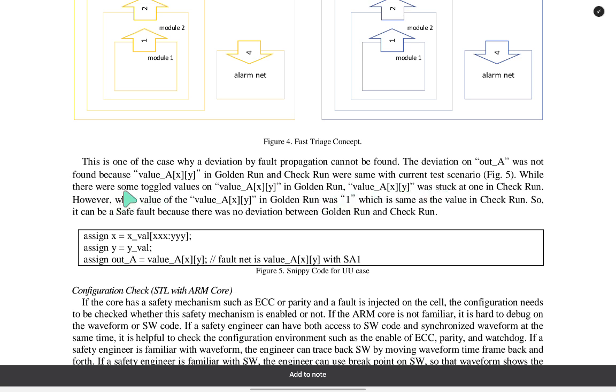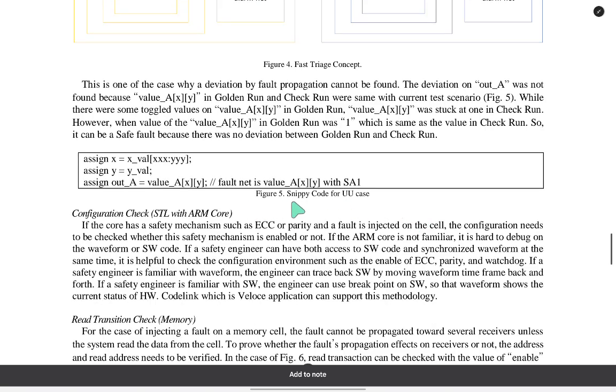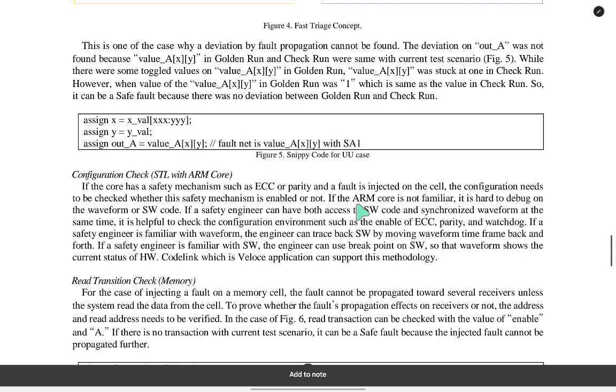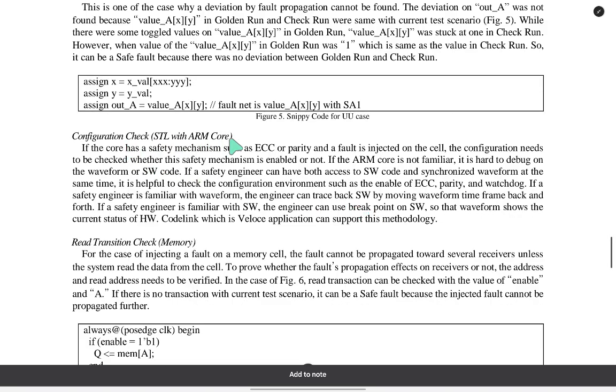However, when the value of A in the golden run was 1, which is the same as the values in the check run, it can be a safe fault because there was no deviation between the golden run and the check run. Figure 5 is a simple code for the UU case. The configuration check deals with the ARM core.